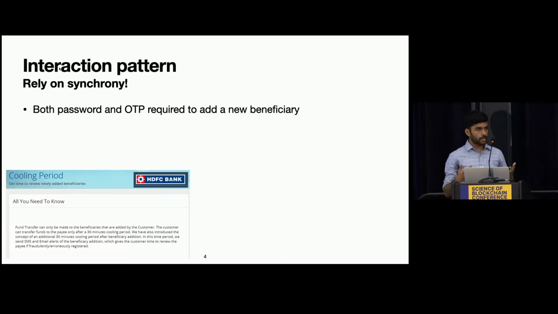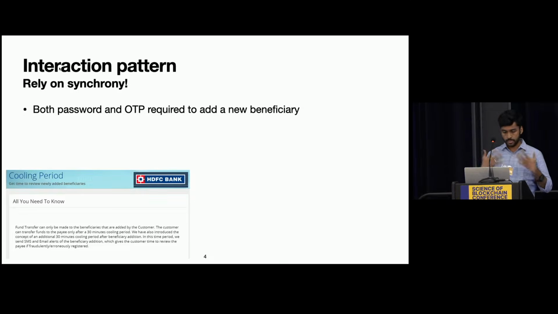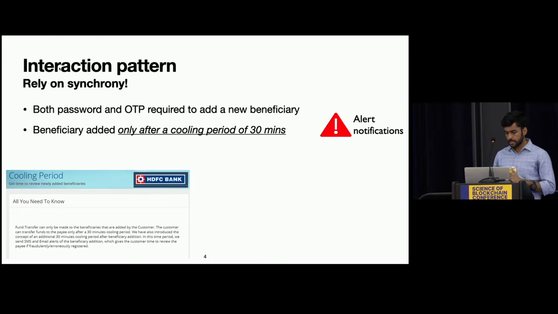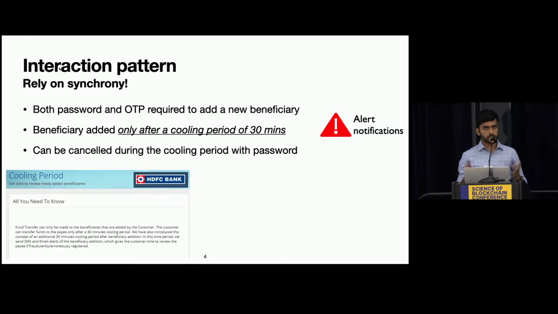If you want to add a new beneficiary, the bank allows you to do so by submitting both a password and an OTP received on email or mobile. But the beneficiary addition does not happen instantaneously. It only happens after a delay period, in this case of, let's say, 30 minutes. This period serves as a window of opportunity for the user to recover their account if something bad happens. So the user can, within this period, go back and, for example, cancel the addition.